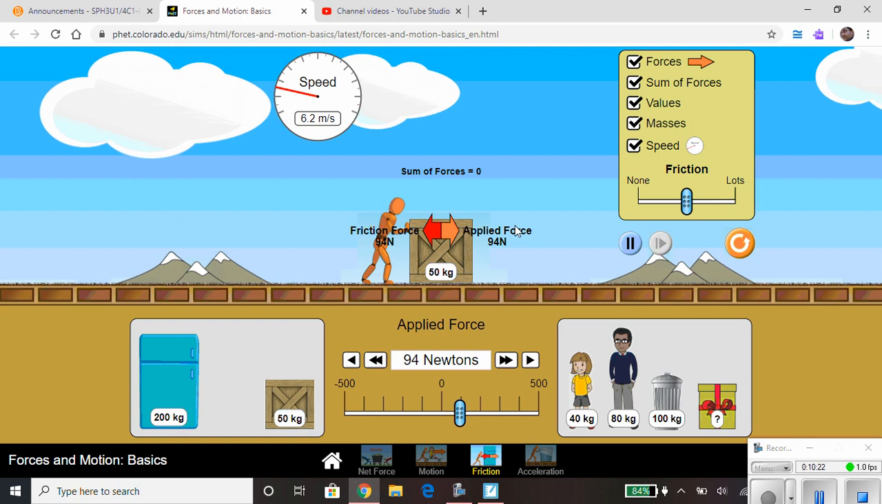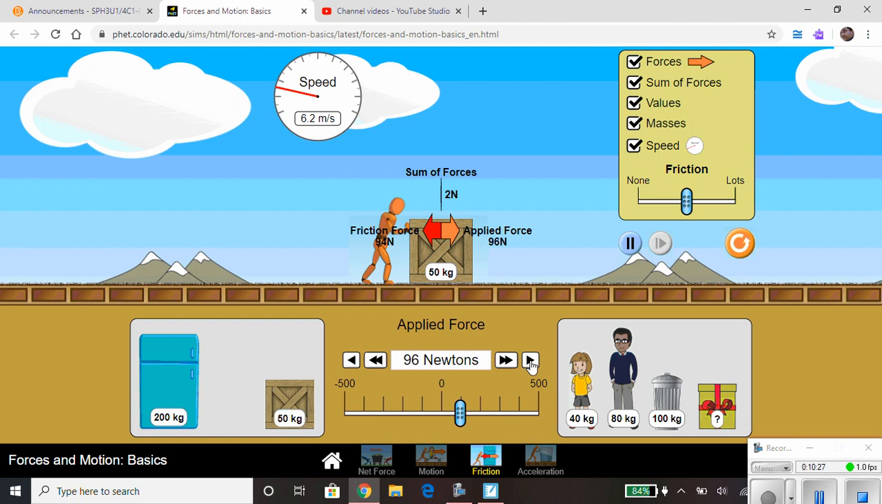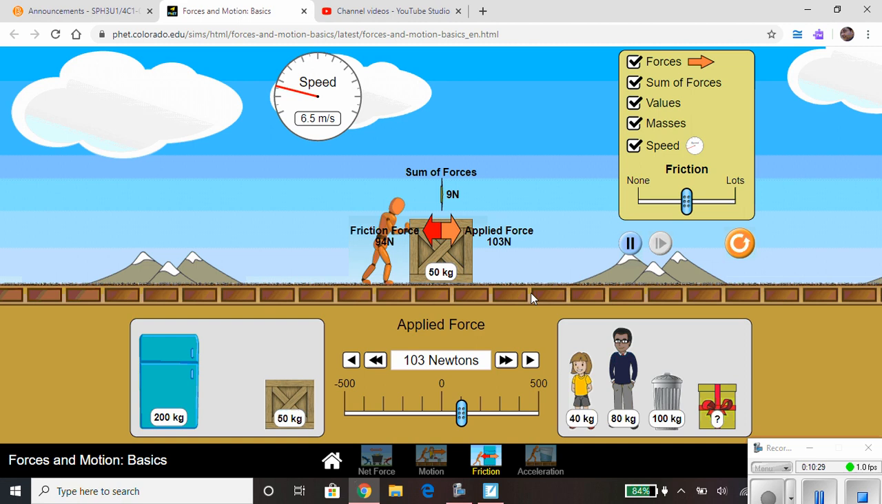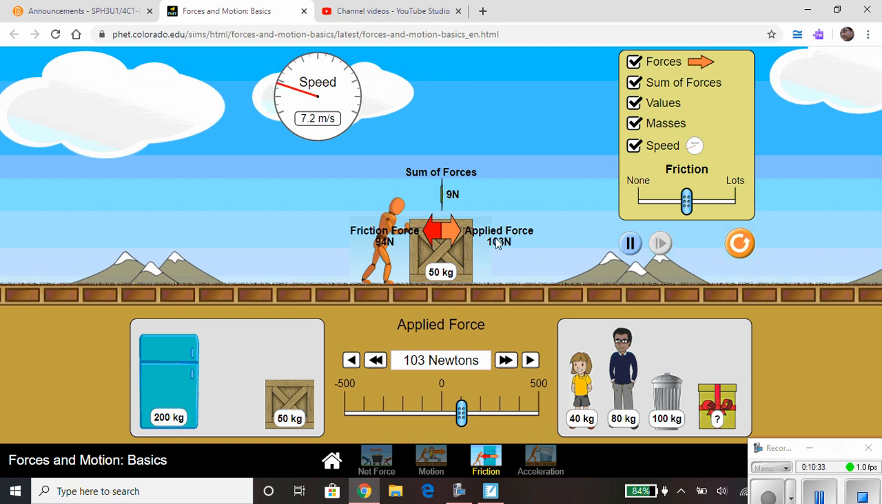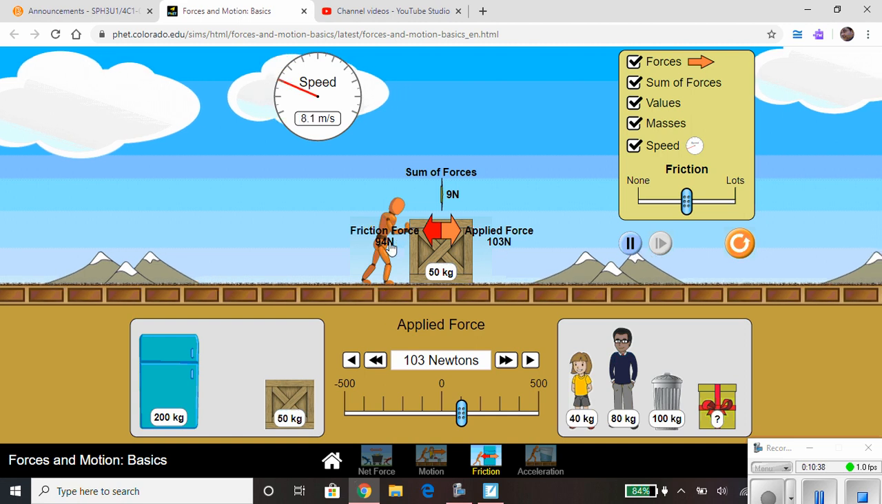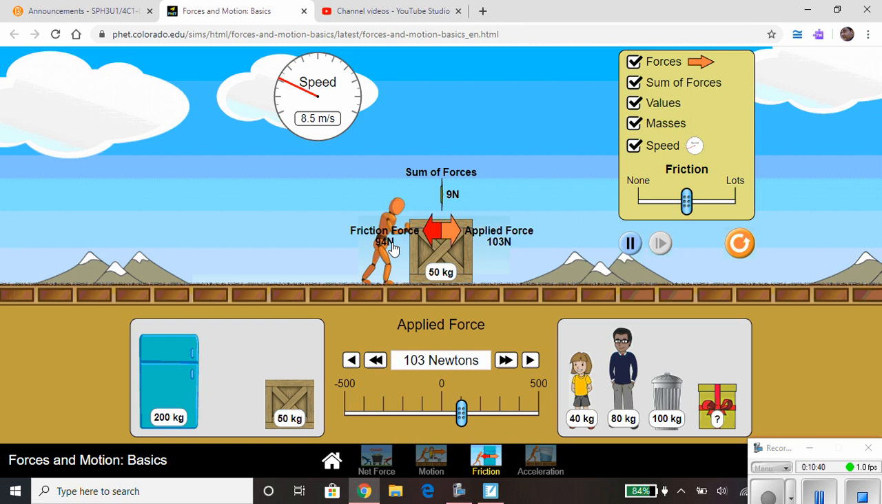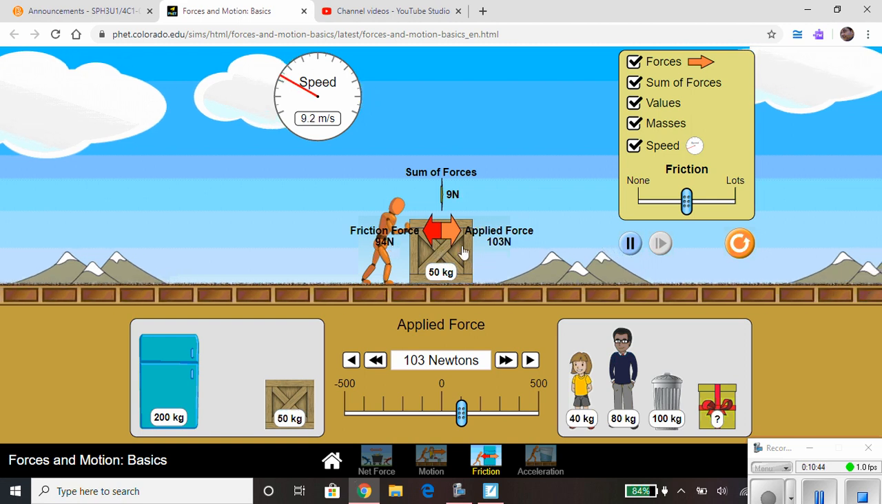Now, if I were to push harder, now I have a net force of 9 newtons. My applied force is 103 newtons. It's bigger than the 94 newtons that comes from friction. All right, so this object has a net force of 9. It's going to start to speed up.